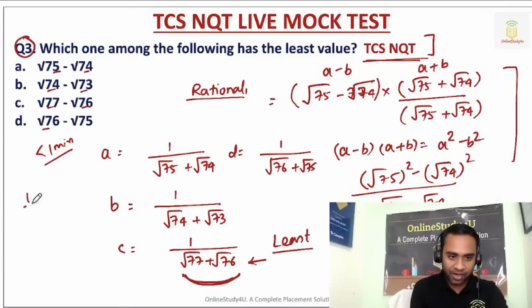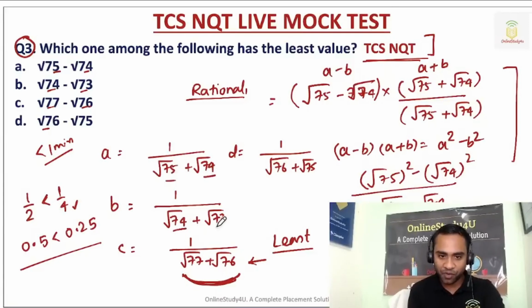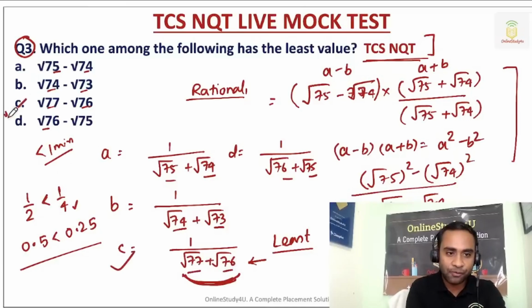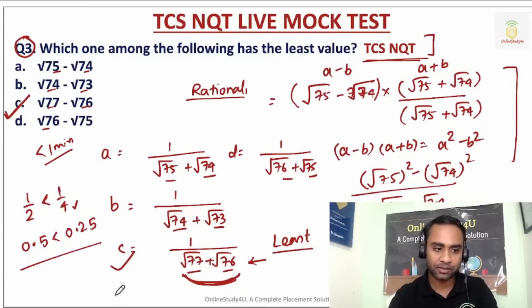If we have 1 by 2 and 1 by 4, which one is least? Definitely the latter, because the denominator is bigger. 1 by 2 is 0.5 and 1 by 4 is 0.25. If the denominator is big, see here 75 plus 74, 74 plus 73, 76 plus 75, but here it is 76 plus 77. So option C will be the least value.